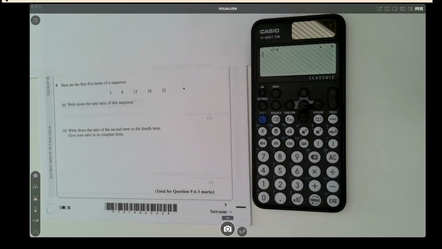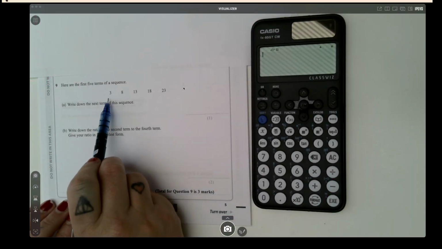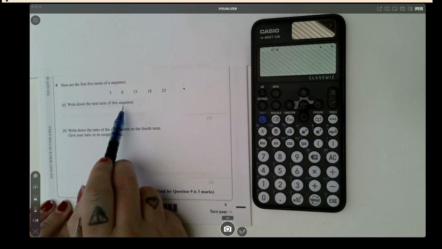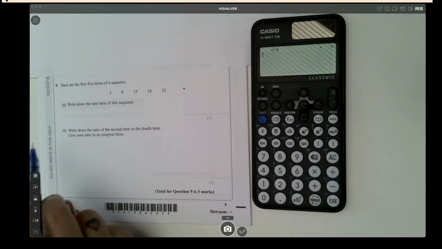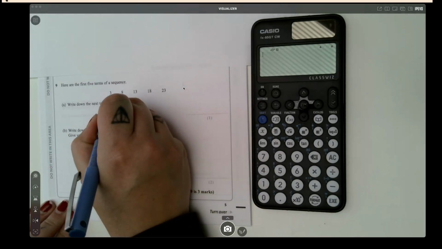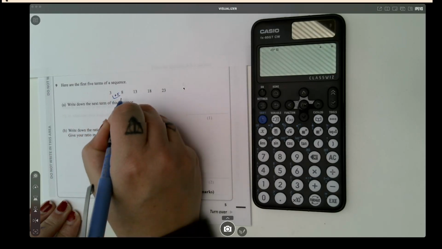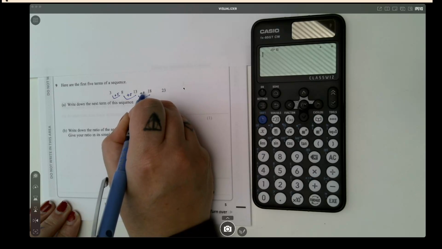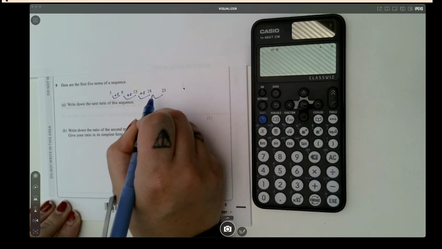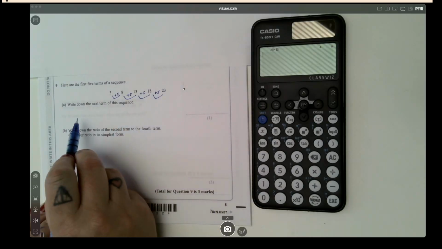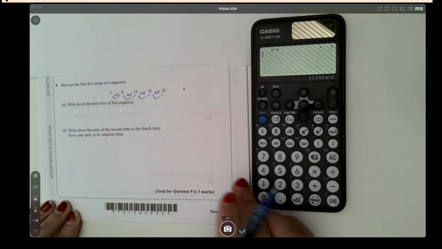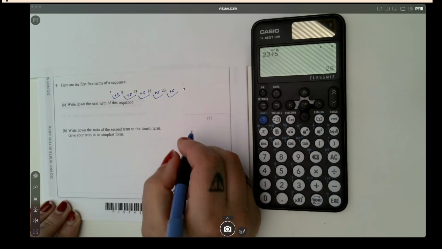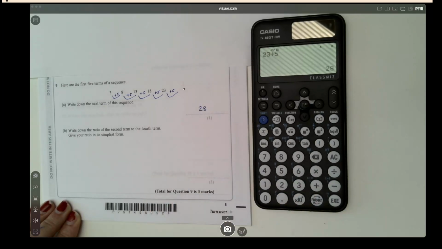Question 9. Here are the first 5 terms of a sequence: 3, 8, 13, 18 and 23. Write down the next term of this sequence. So let's see what we're doing to get from one term to the next. From 3 to 8 we're adding 5. From 8 to 13 we're adding 5. 13 to 18 we add 5, and then 18 to 23 we add 5. So because we're adding 5, we're going to do it again. 23 plus 5 tells us that the next term is 28.